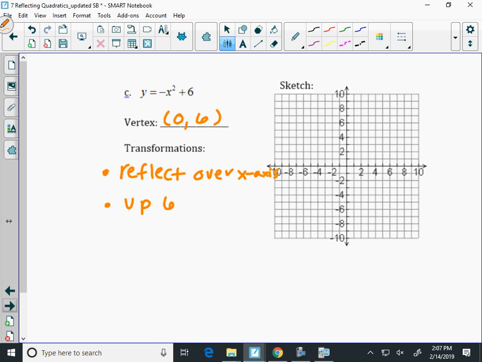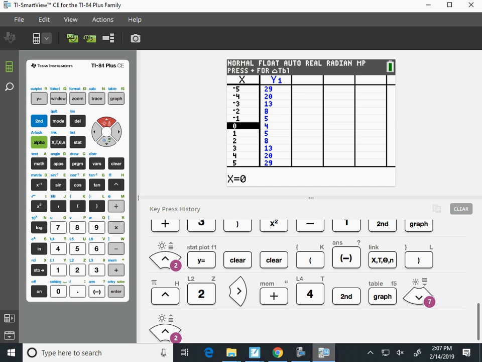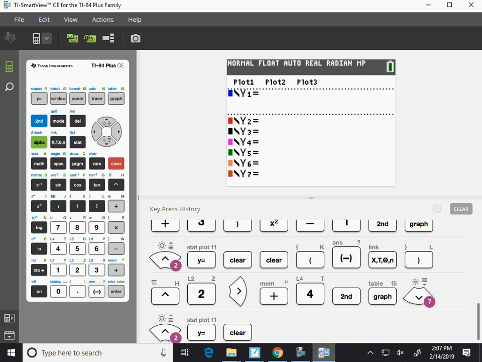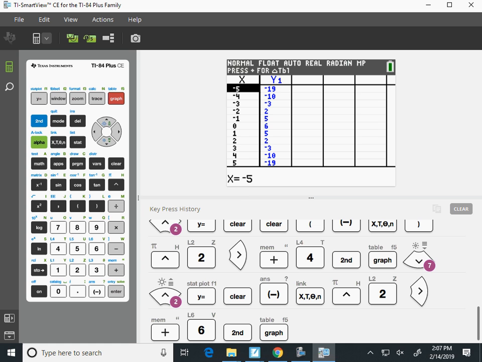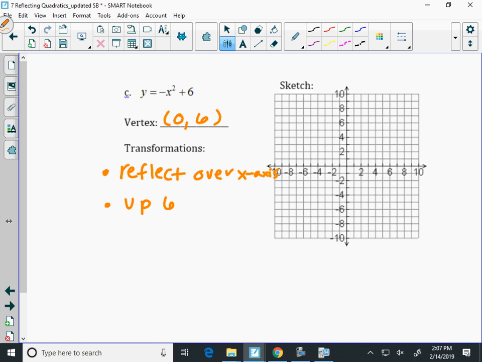So when we graph this, which way should our graph open? Downward, because we reflected over the x-axis, so it should be opening downward. So again, when you look at your calculator, go to y equals negative x squared plus 6. Again, use that table to plot your points. It's going to look like this. Vertex is at (0, 6), and it should be opening downward. And you plot those points. Should look like that.